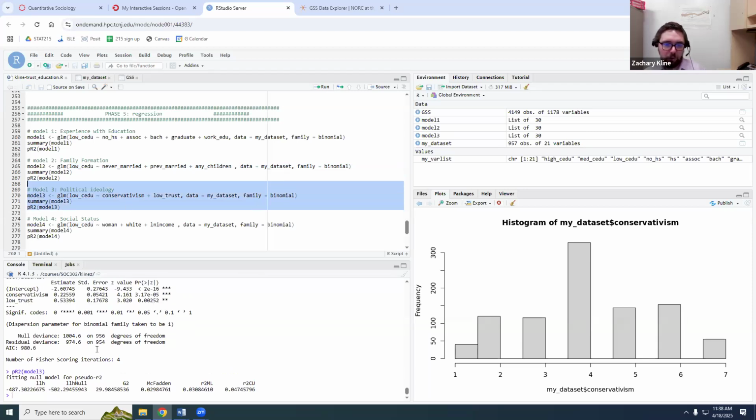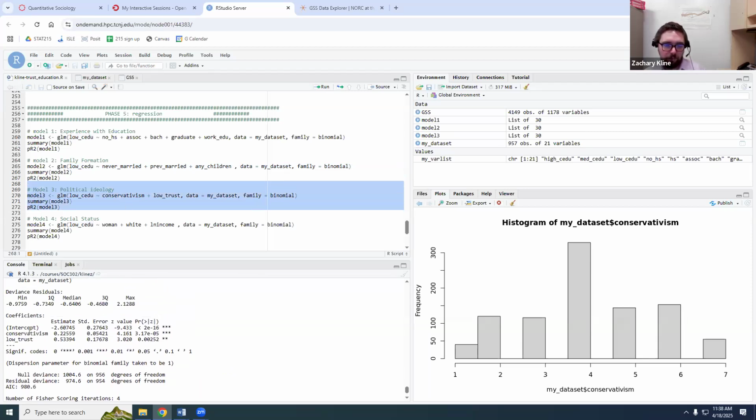Our third model here, we have political ideology. So we have two variables for this. First, we have conservatism. It's measured as an ordinal variable, so because it's ordinal, there's not going to be a reference category. Instead, we're going to interpret this as the effect of a 1 point increase on the conservatism scale. For low trust, our reference category is going to be anyone without low trust. So we're comparing people with low trust in others to those who have medium trust in others and those who have high trust in others. So there are two implicit categories in our reference category for low trust.